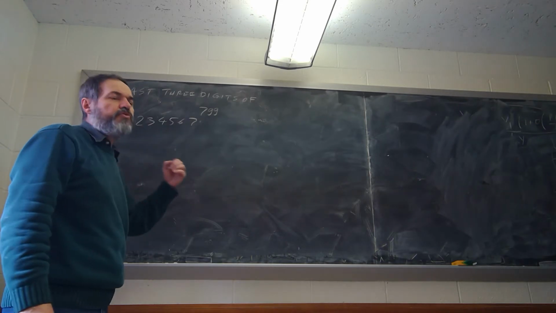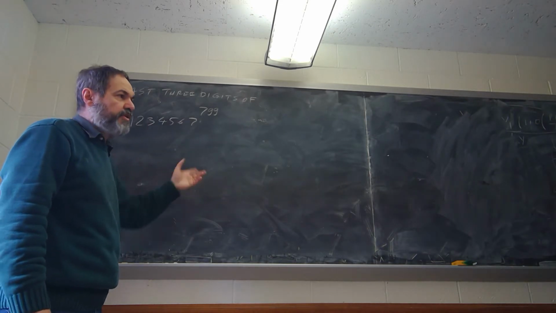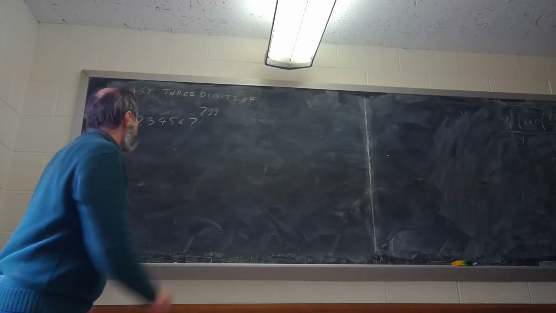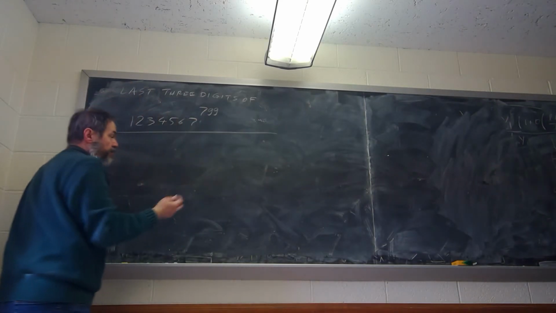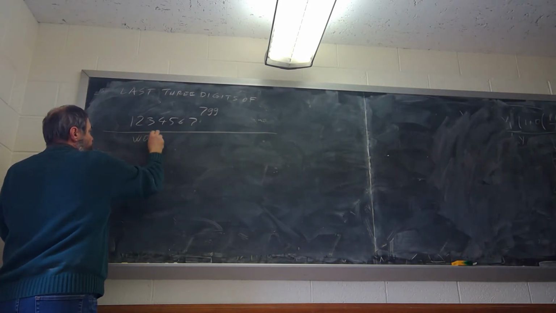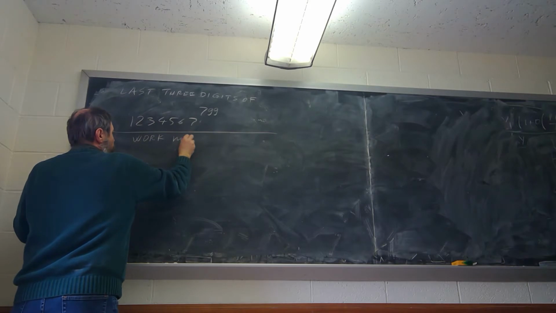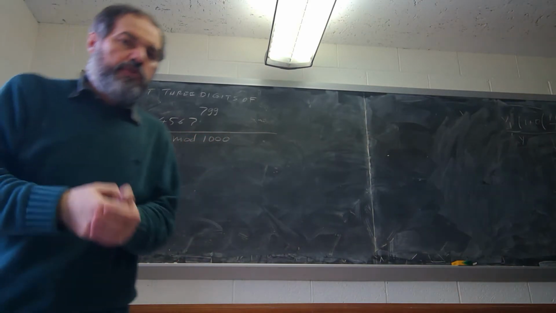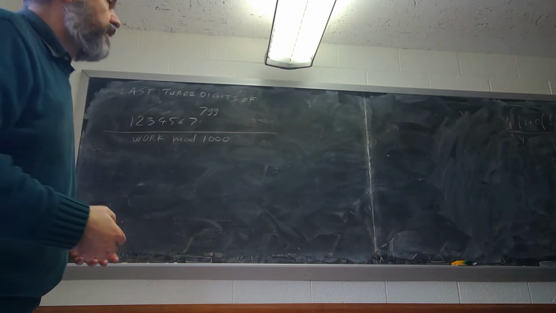Because this comes down to finding the inverse in all these cases, because it's 1 less than a multiple of 400. So we start by doing exactly the same thing. We work mod 1000. We work mod 1000 because we want to find the last 3 digits.